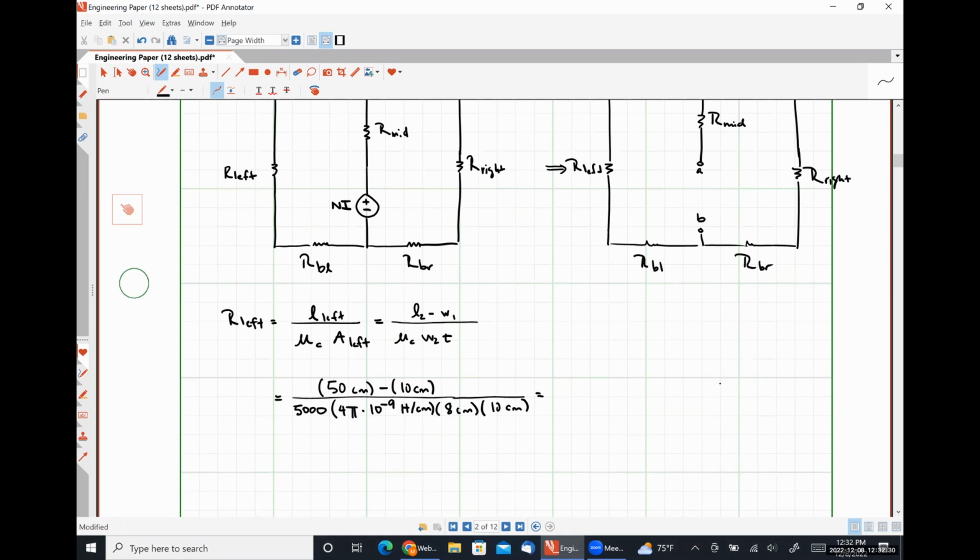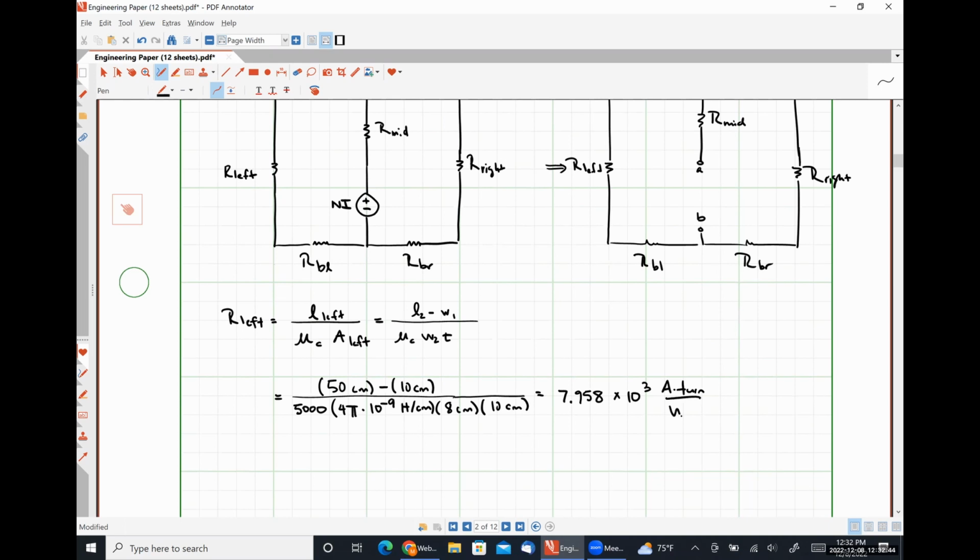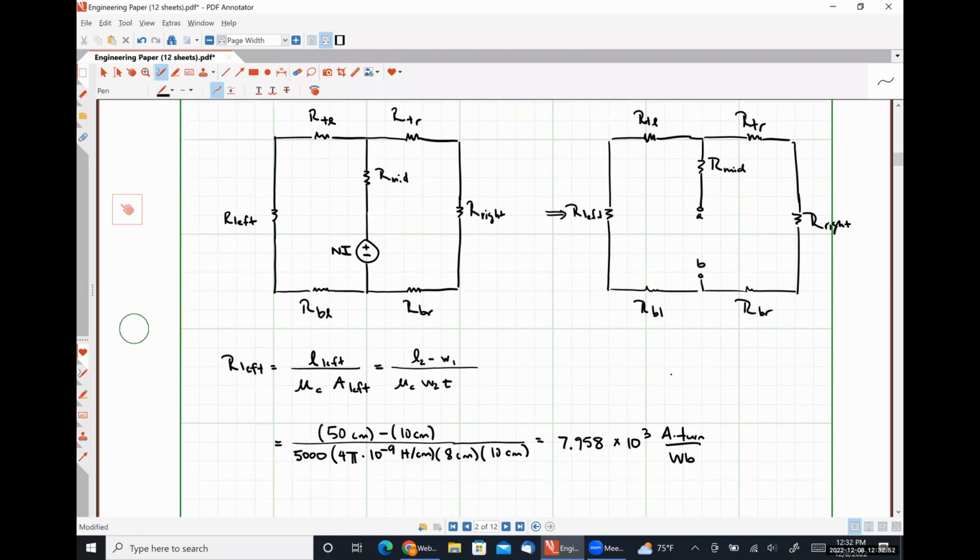If we put these numbers in our calculator, what we will find is that we'll have 7.958 times 10 to the 3 amp turns per Weber of reluctance along that left-hand beam. Everybody okay with that? Anybody got any questions, comments, concerns?